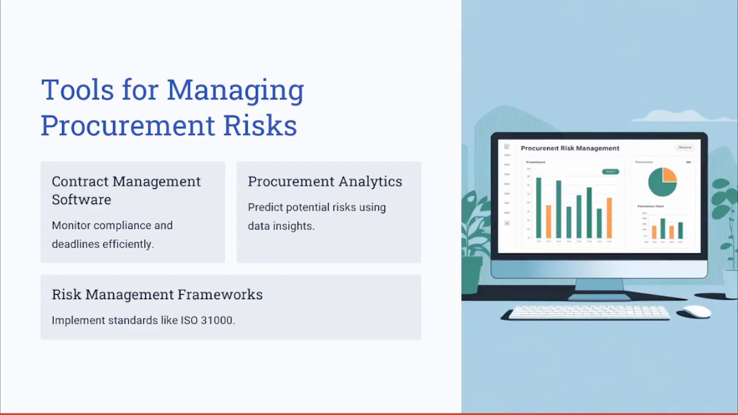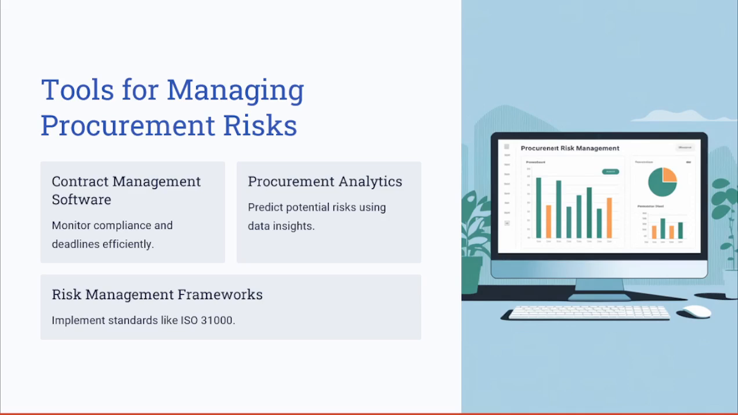Here are the tools that can be used to manage the procurement risks. Modern tools enhance the procurement risk management, such as contract management software or software for monitoring the compliance. You may also leverage the procurement analytics to predict any potential risks. Also employ risk management frameworks like the ISO 31000.